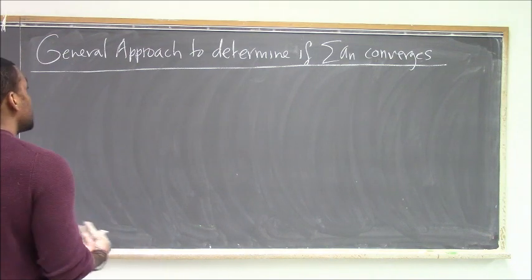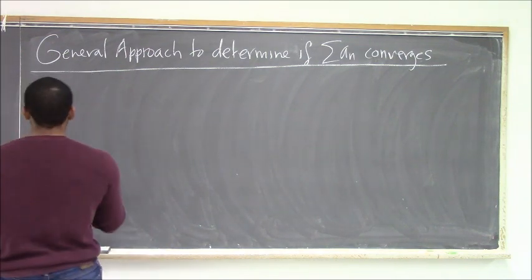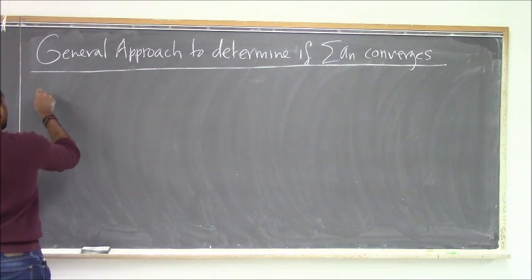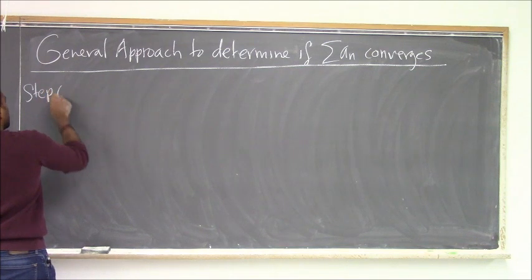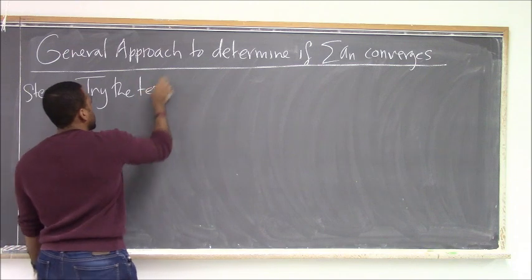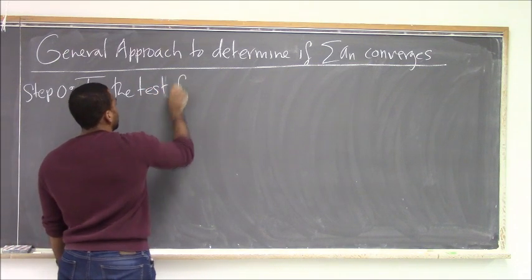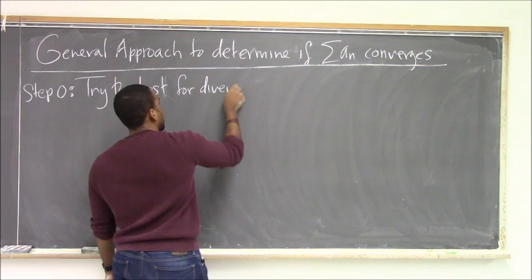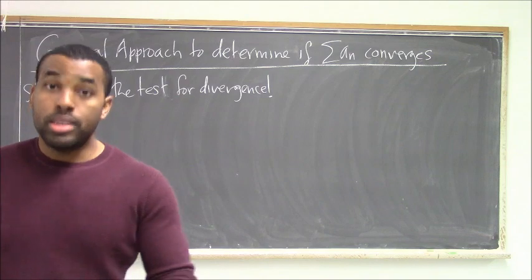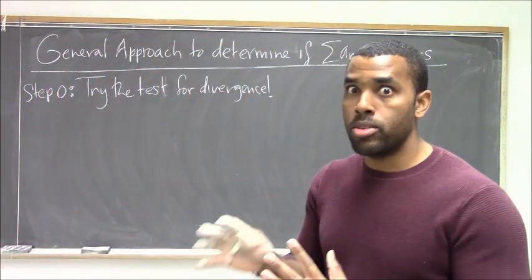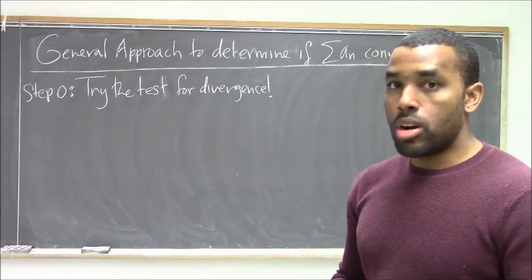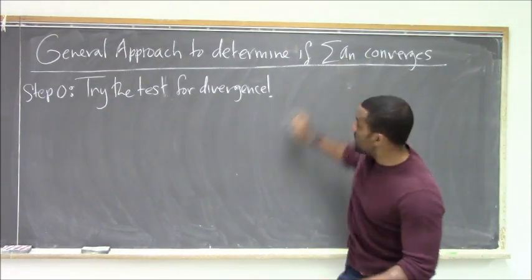Step 0. This is really something that you should be trying to figure out right off the bat. Try to test for divergence. Now remember, the test for divergence only tells you about divergence. It does not tell you about convergence. And what that is, you might recall, is you're going to take the limit of a_n as n approaches infinity.